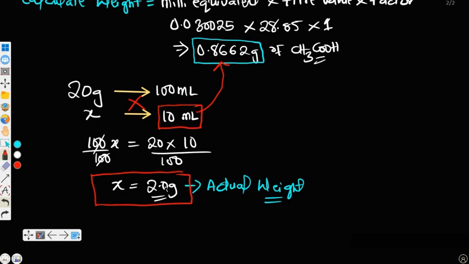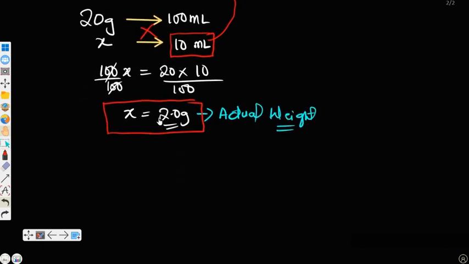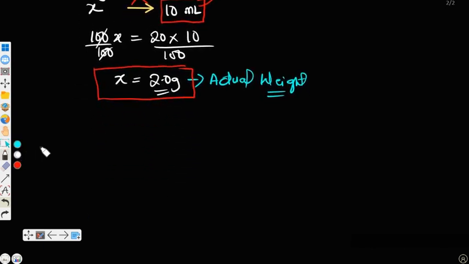The amount of acetic acid present there, the correct amount is 0.8662. Is that okay now? Now, at this point, you can calculate your percentage purity. Is that okay? So what do you think will be the percentage purity now? Percentage purity will be equal to what?